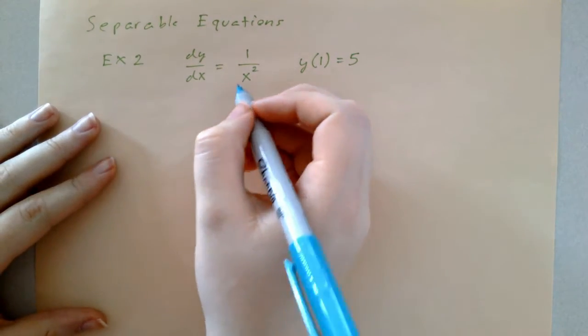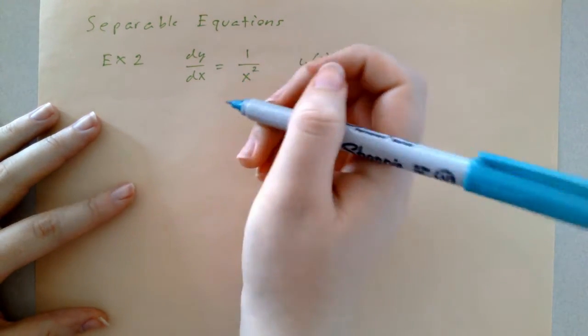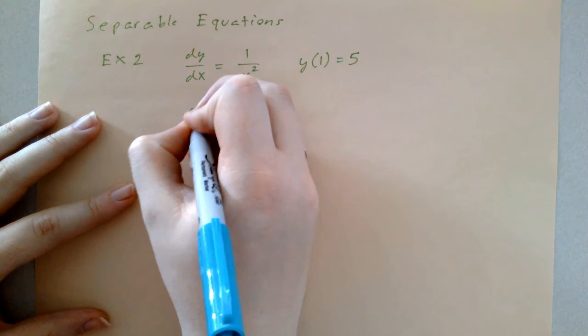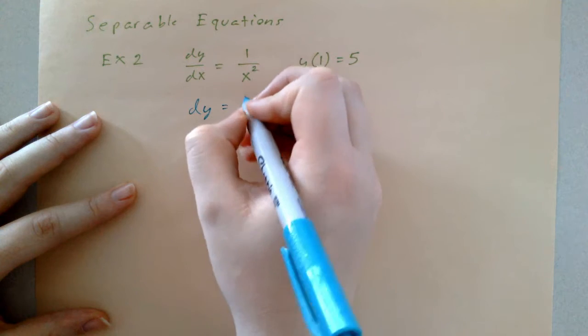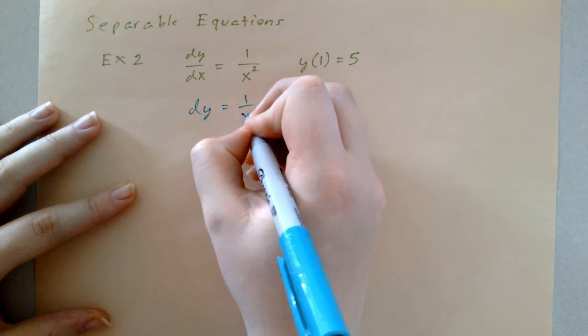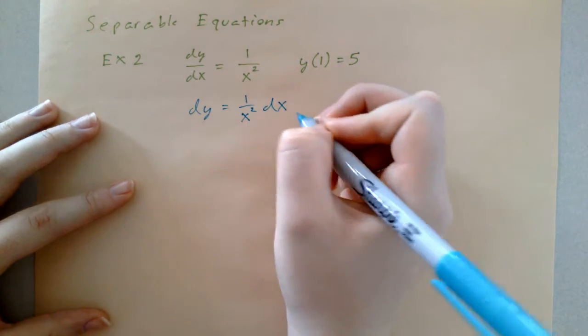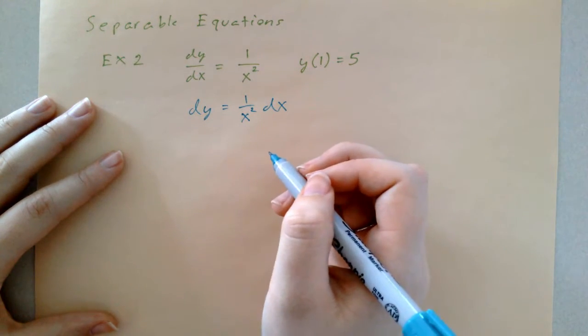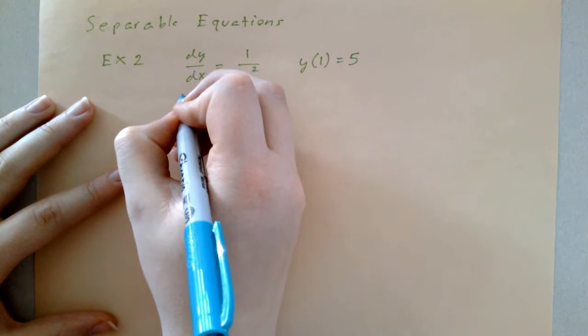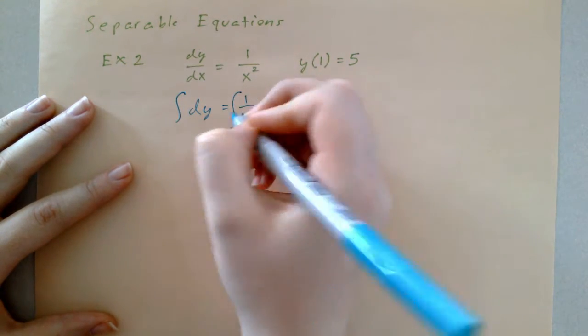Now, in this case, there are no y's on this side, which makes things easy because you can leave your dy alone and just bring the dx over. So we have 1/x squared dx. Now that step 1 is done and our y's and x's have been separated or isolated from each other, we'll go ahead and just take the integral of each side.